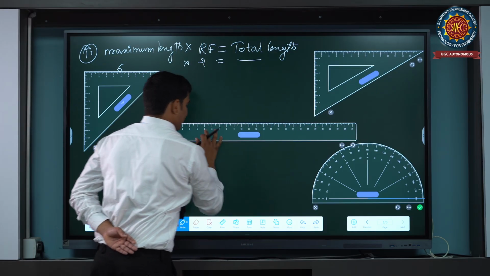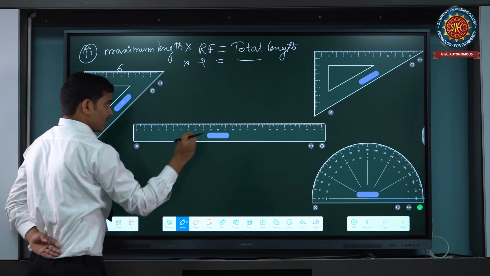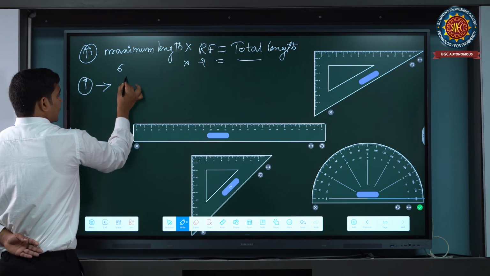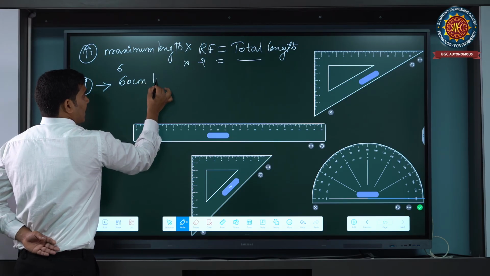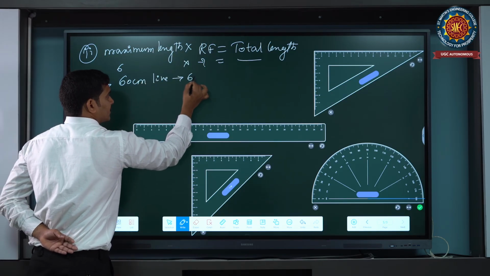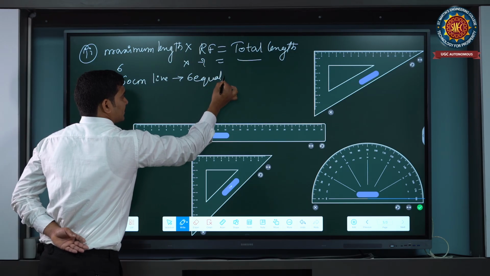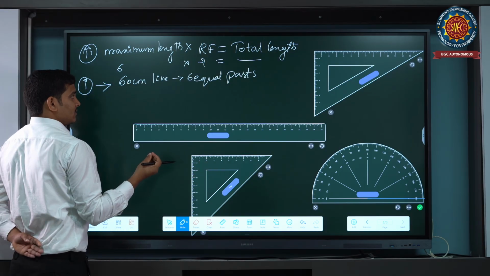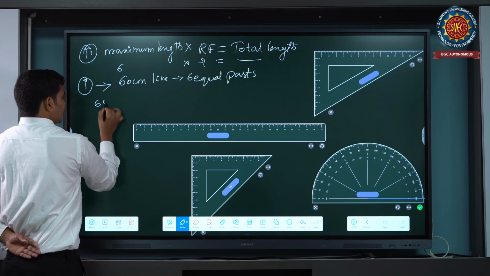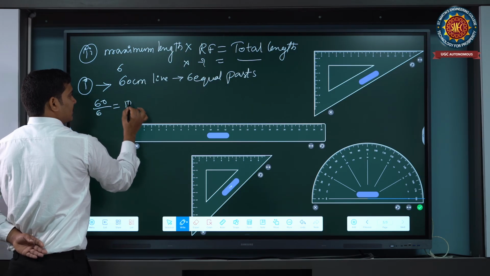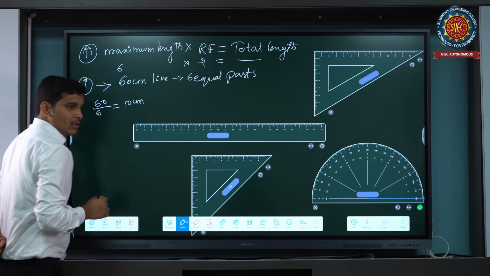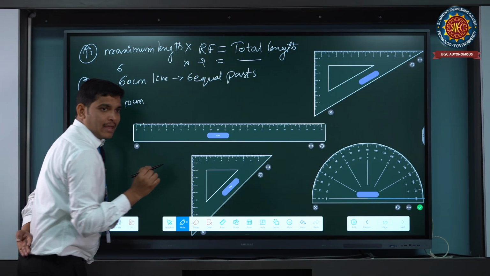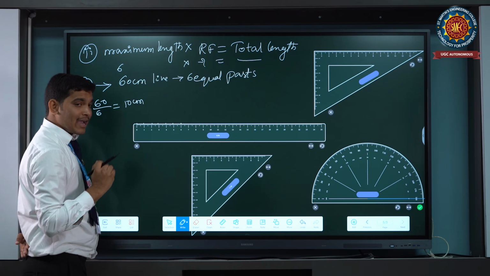Okay, in this one, for example, the first question: the 60 centimeters line is divided into 6 equal parts. Then easily we can find the dimensions, right? 60 divided by 6, you will get 10 centimeters. Now we can mark from 1, 2, 3, 4, 5, 6, 7, like we need to mark the 6 equal parts with the accurate dimensions.